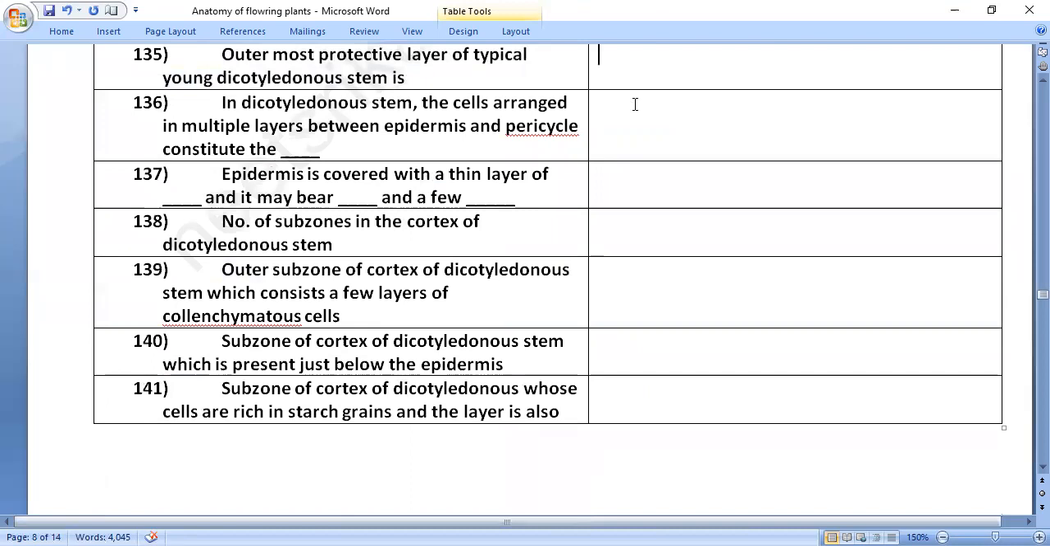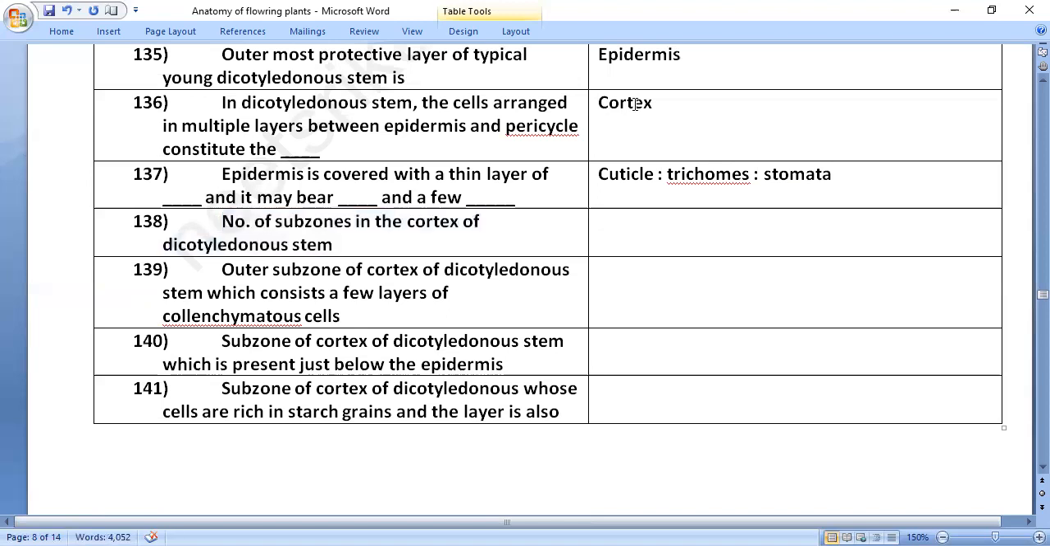The outermost protective layer of a typical young dicotyledonous stem is the epidermis. In dicotyledonous stem, the cells arranged in multiple layers between epidermis and pericycle constitute the cortex. Epidermis is covered with a thin layer of cuticle, and it may bear trichomes and a few stomata.